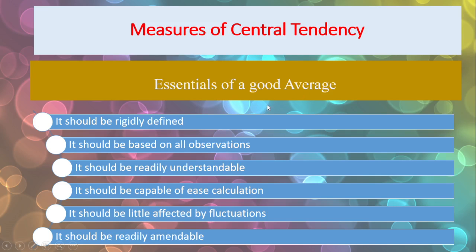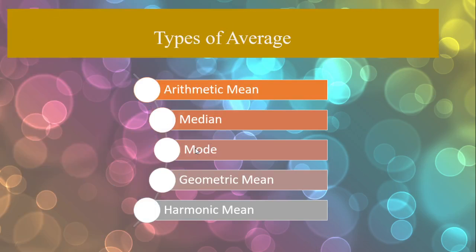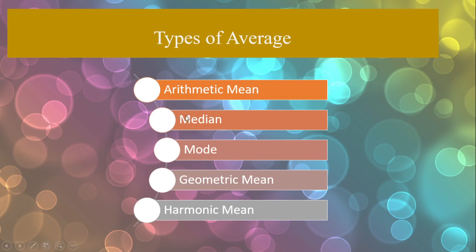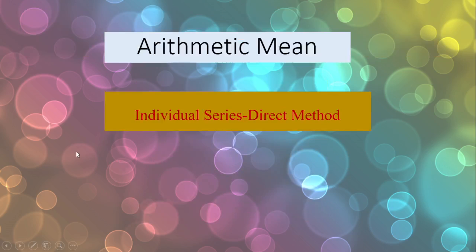Now, to consider a good average, it should fulfill all these essentials. Here we have various types of average: arithmetic mean, median, mode, geometric mean, and harmonic mean. We are going to apply these essentials to each type of average individually, so that we can find out which is the best one. We can start with the first one, arithmetic mean.